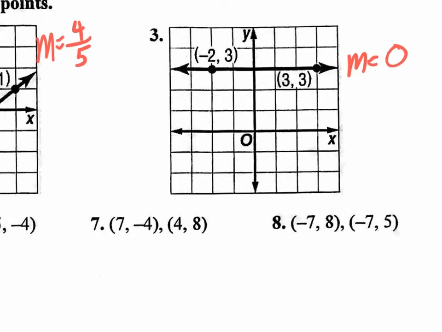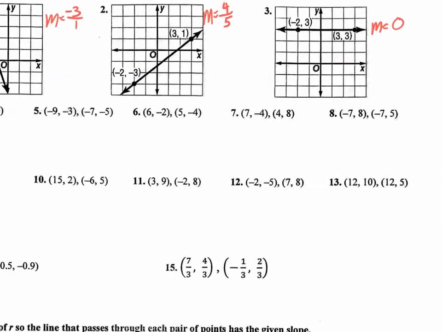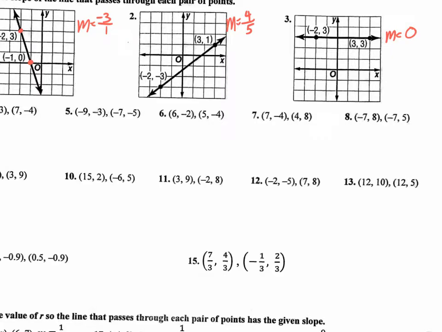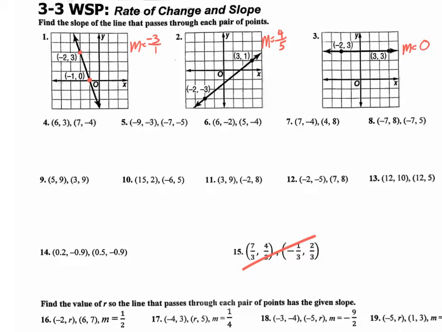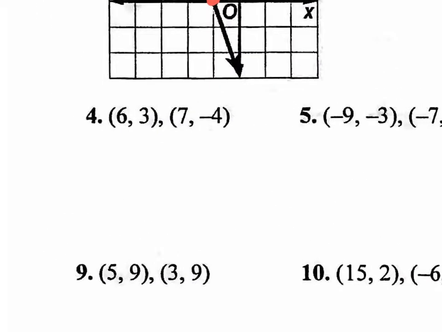Moving on to the next part of our homework here. We don't have to do number 15. I mean, it's pretty easy because the denominators are the same. So, I mean, you should be able to do it. You don't have to do 14 either. That's not going to be on there. But the rest you should be able to do pretty easily. Pick one.